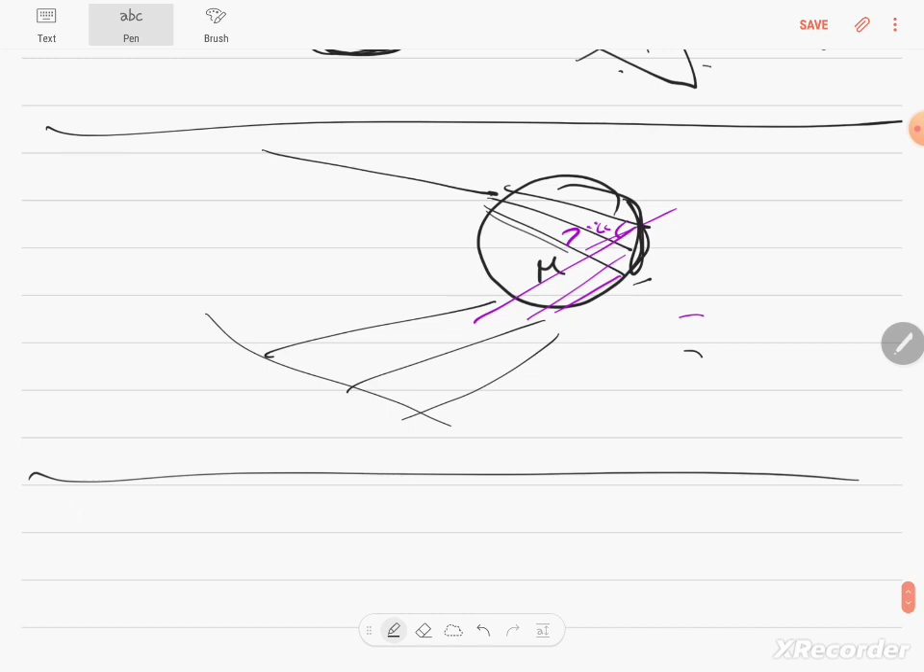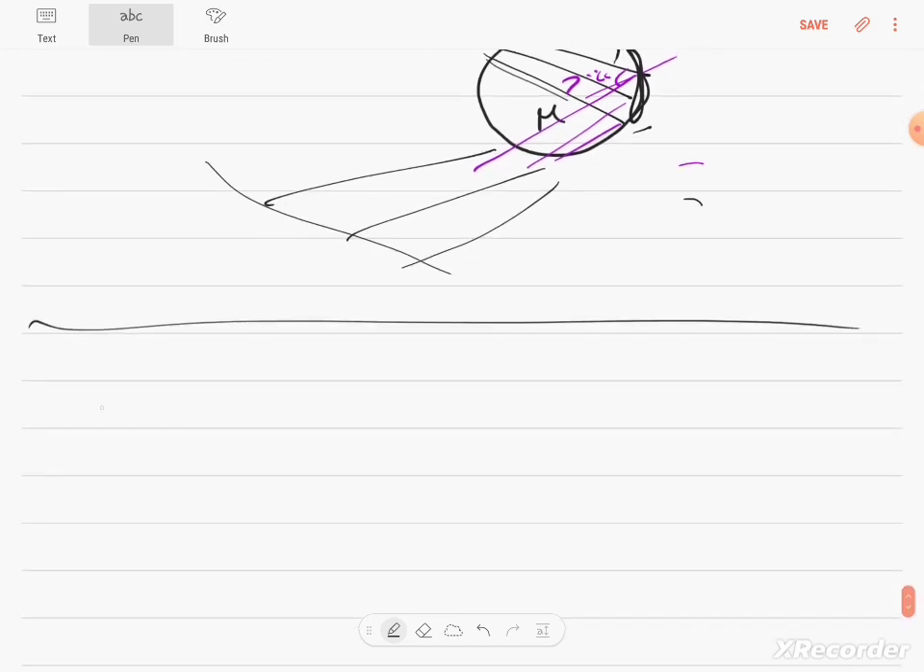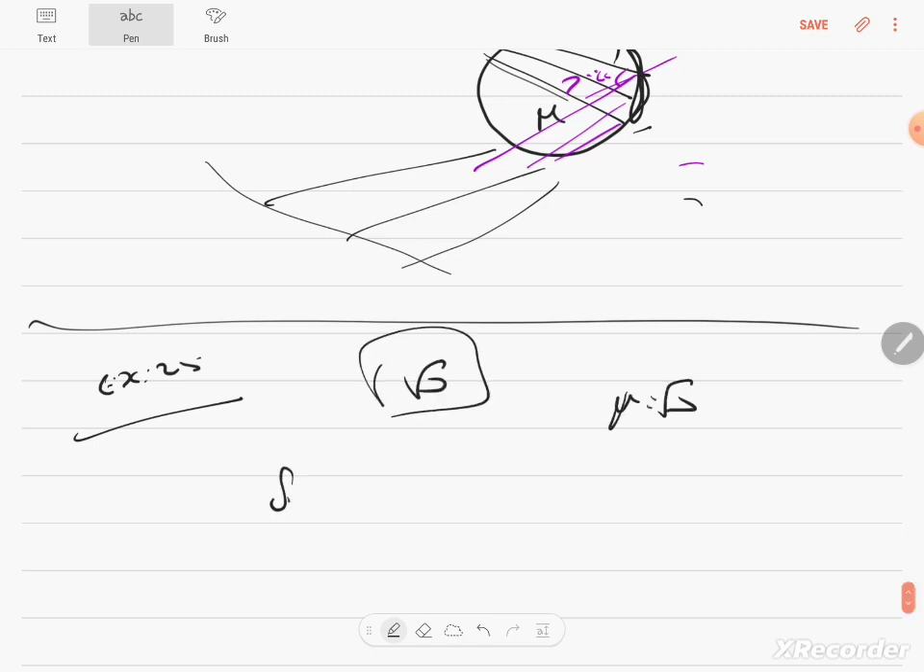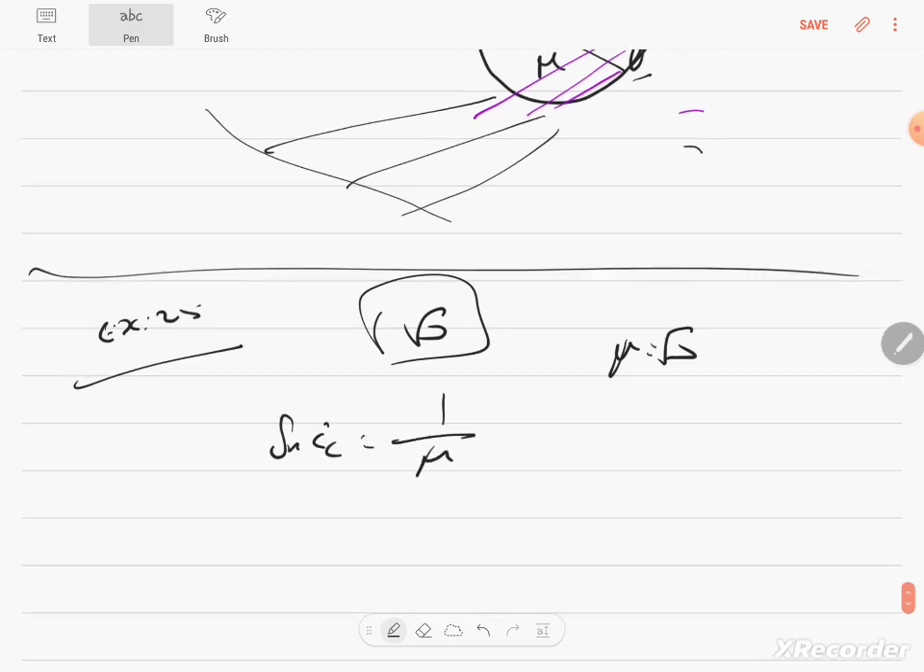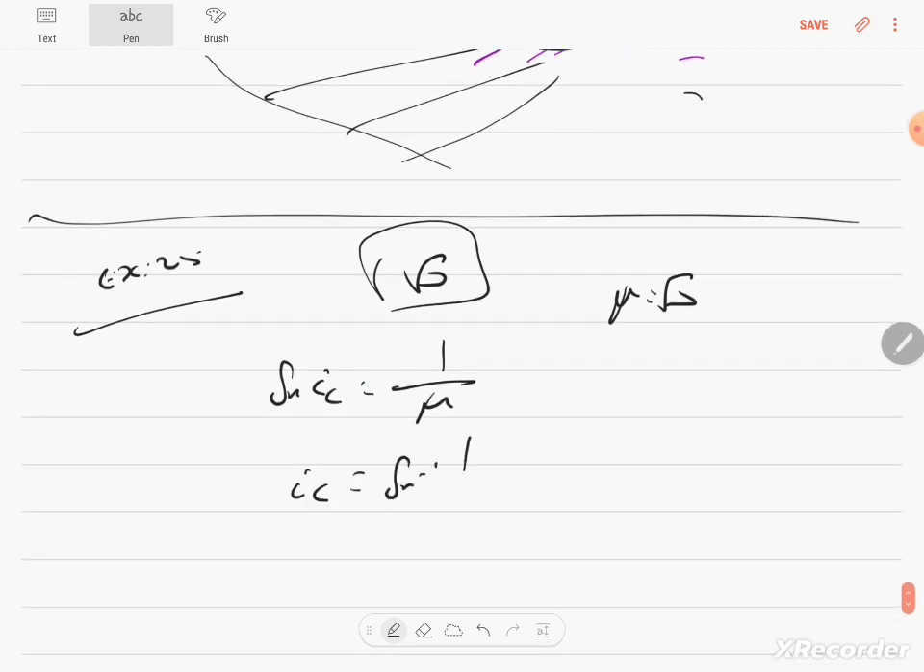So that's enough. Next, I'll do some numericals using total internal reflection. Example 25. Find the value of the critical angle for the material of refractive index root 3. Refractive index mu is equal to root 3. And you know sin IC is equal to 1 by mu. So IC is equal to sin inverse of 1 by mu, which is sin inverse of 1 by root 3.